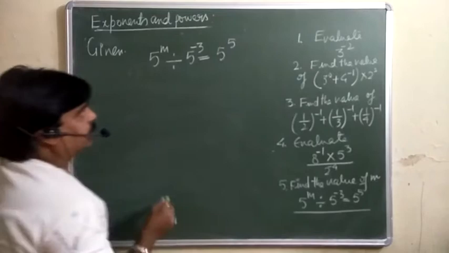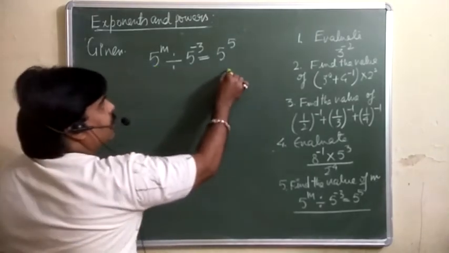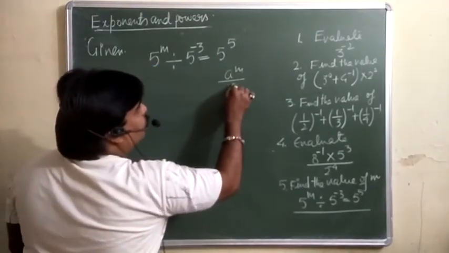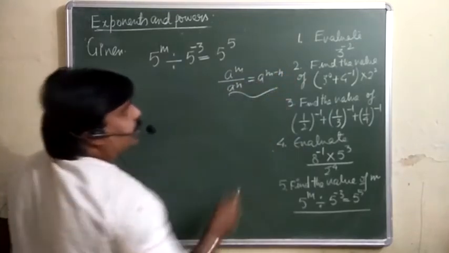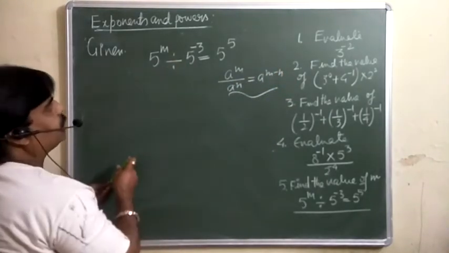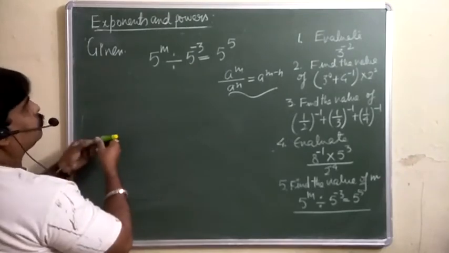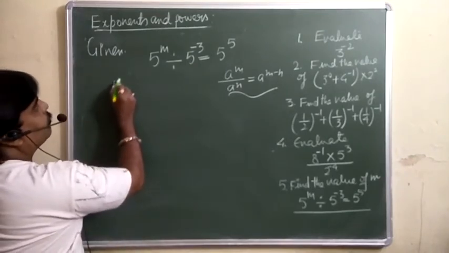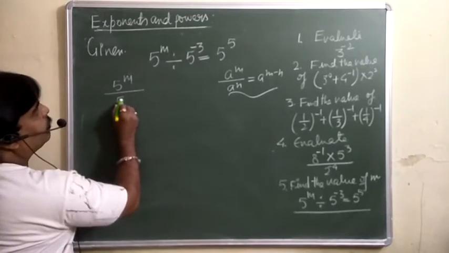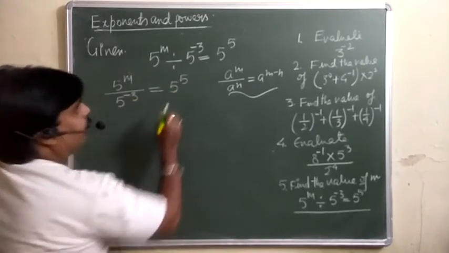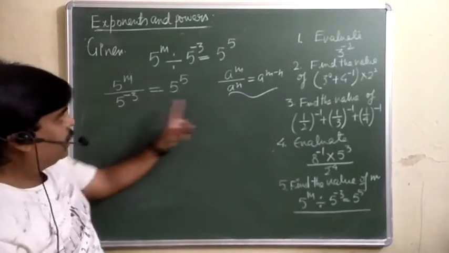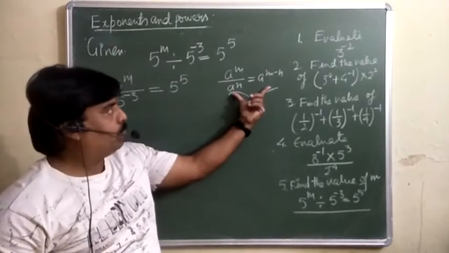5. देखिए यहाँ पहले क्या लगेगा, a raised to power m whole over a raised to power n वाला a raised to power m minus n. This is the identity we will apply because we are dividing here. तो this is equal to, इसको हम ले सकते हैं 5 raised to power m whole over 5 raised to power minus 3 is equal to 5 raised to power 5. Now here we can apply this identity. This one you can apply.